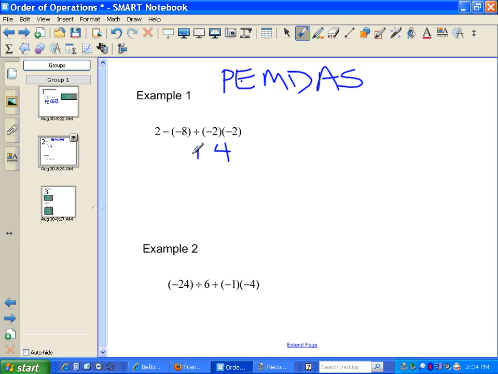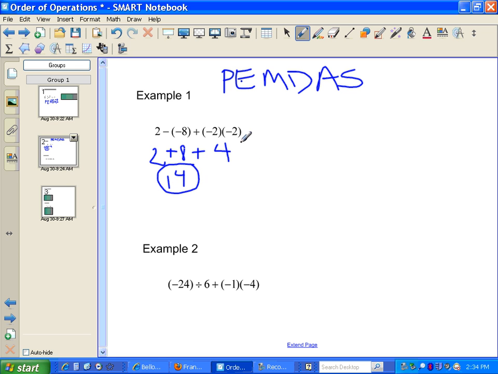I still have my plus sign. And now if I look at this little part, well, if I'm subtracting a negative, that means I'm going to add because it's the opposite when you're subtracting a negative. So that actually is going to be 2 plus 8 plus 4. Well, there we just have 2 addition operations left. We're just going to do 2 plus 8, 10 plus 4. Altogether, that's going to be 14.